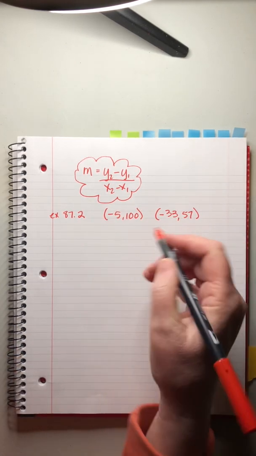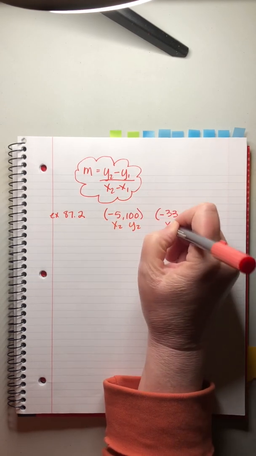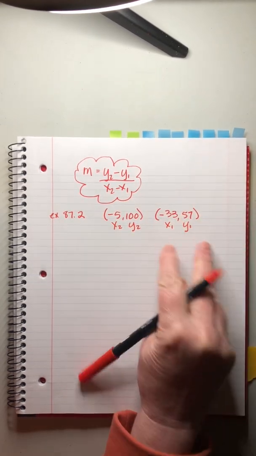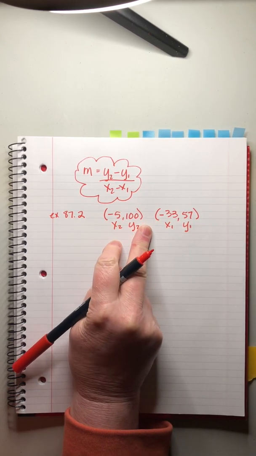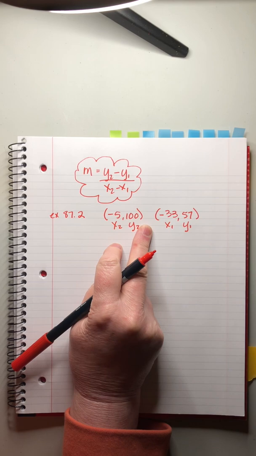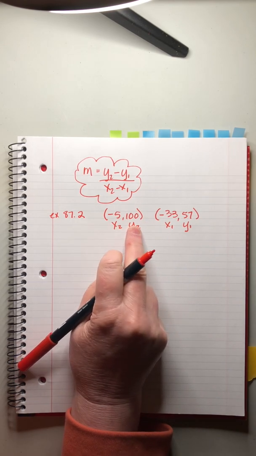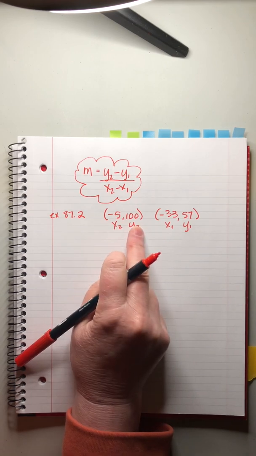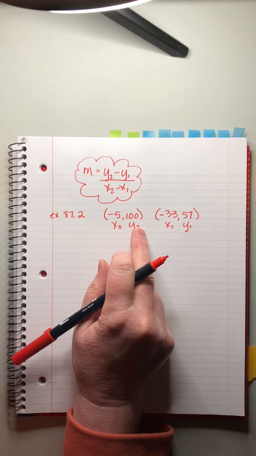Okay, so here we are. Now this time I said, let's make these the 2s. Like I said, it doesn't matter as long as the numbers within the pair match. And what I mean by that is if I had x1, y2 or x2, y1, that would be a problem. The numbers in the same pair have to have the same number subscript.